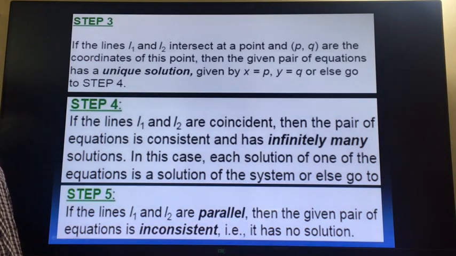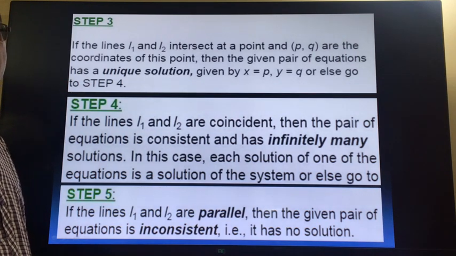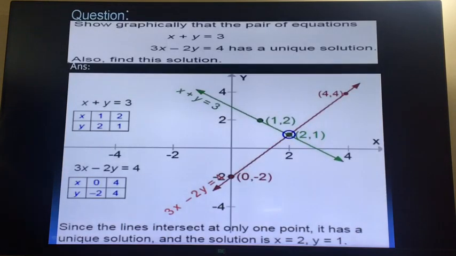If the lines are intersecting at one point, there is one unique solution. If the lines are overlapping or coinciding, then we say infinitely many solutions. If the lines are parallel, we say no solution, right? Now you can understand it with the help of this example.